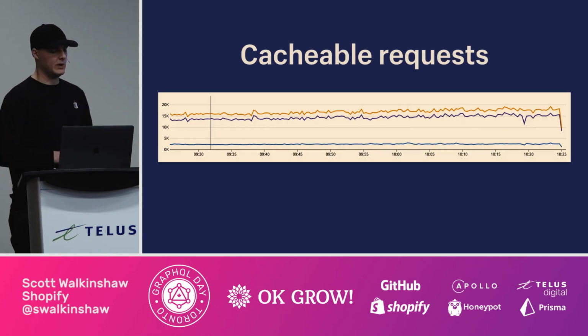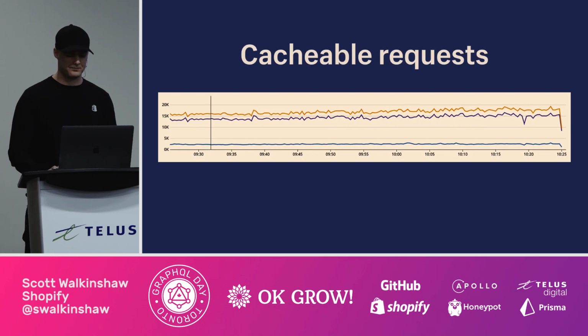So these are cacheable requests. It shows which queries are even cacheable or not, not actual cache hits or misses, just if they're cacheable. This top line is all requests, and the next one under that is cacheable requests, and the bottom flat one is requests that aren't cacheable. So in our API at least, about 85% of requests are cacheable. That's pretty good. The higher this number is, the better performance gains you could theoretically see.